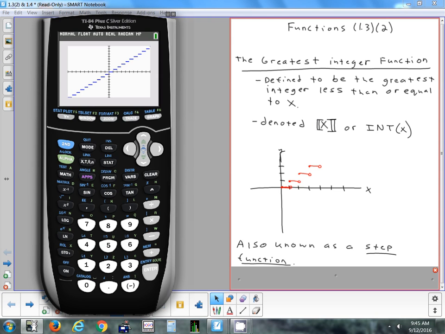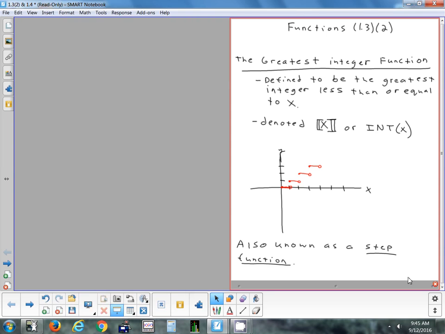Older calculators might try to connect the steps. Is anybody seeing that on theirs? No? Okay. Older ones used to, but the newer ones handle the graph a little bit better, and that's how it should look. Any questions on that? So that's called a step function.